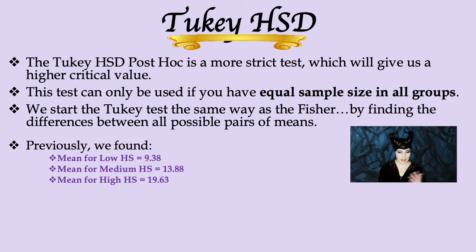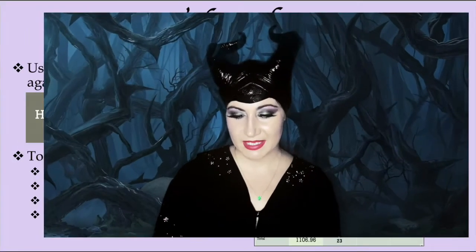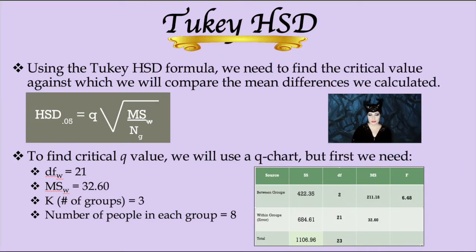So this is exactly what we just did for Fisher. So far things are staying the same. Where they start to become different is in the formula. All right, so now instead of LSD, we have HSD at the 0.05 level is equal to Q. What? Q? There's a Q now. First there's an F and now there's a Q. I know, I told you this was going to be a challenging lecture.